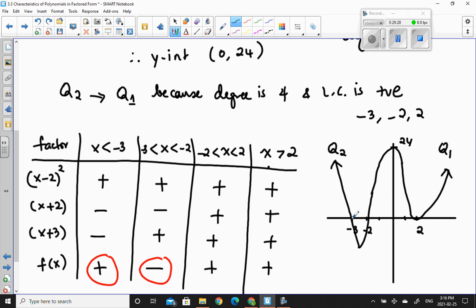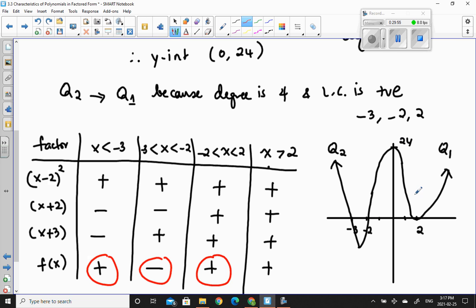It has zeros at -3, -2, and +2. A linear behavior at -3, a linear behavior at -2, and a quadratic behavior at +2. And we know that at the intervals of x less than -3, the value of the function is positive. Between -3 and -2, the y values are negative, as we see here. For values between -2 and +2, they're all positive.